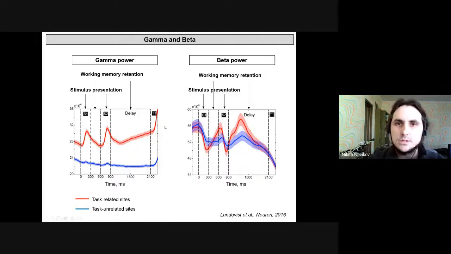For example, here is a working memory example. As you can see, when stimuli are presented, gamma oscillations are stronger and beta oscillations are suppressed. And on the contrary, when the information is retained in working memory, so you don't have to update your state, your code, beta activity is strongly increased.